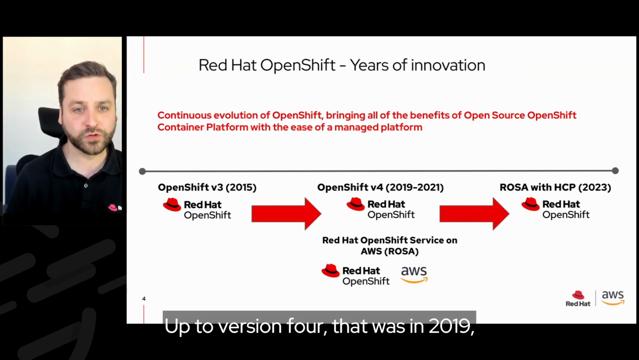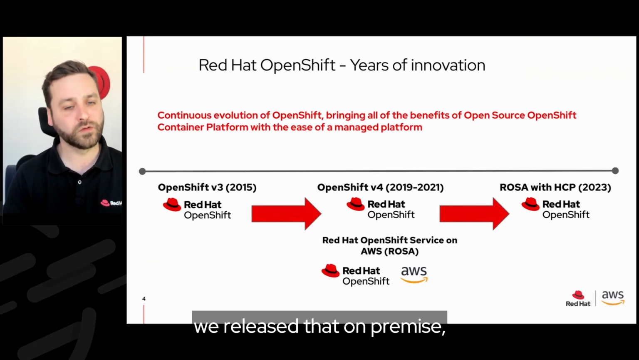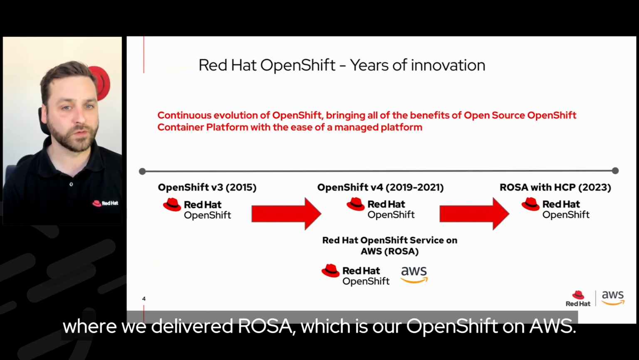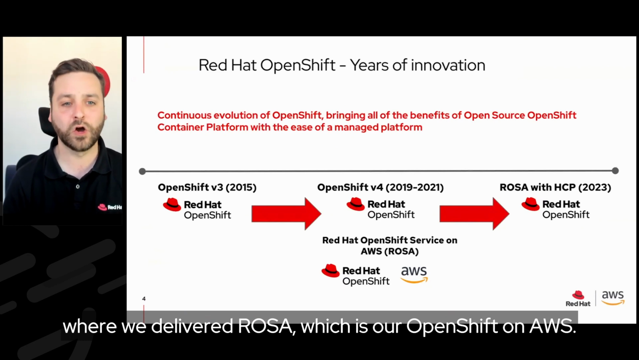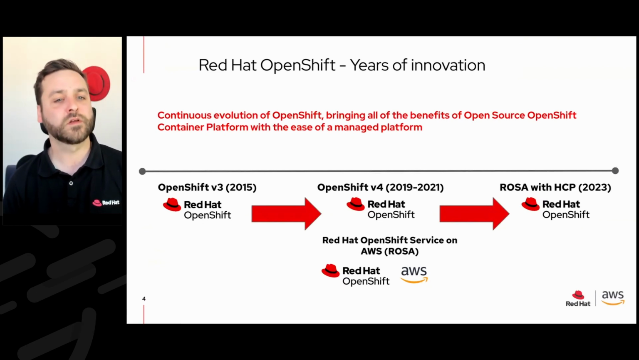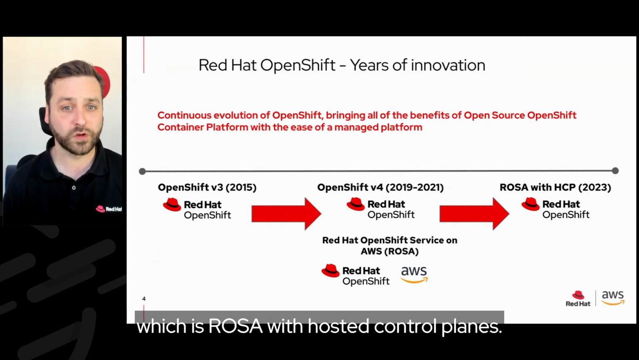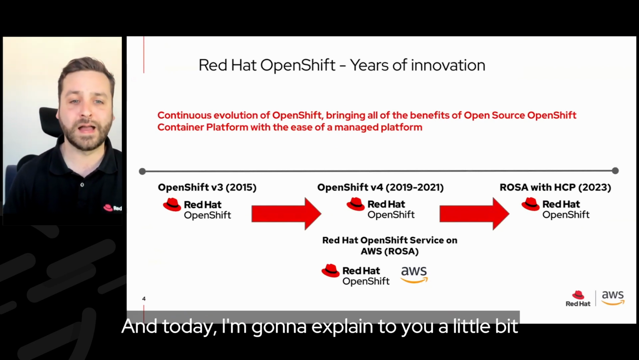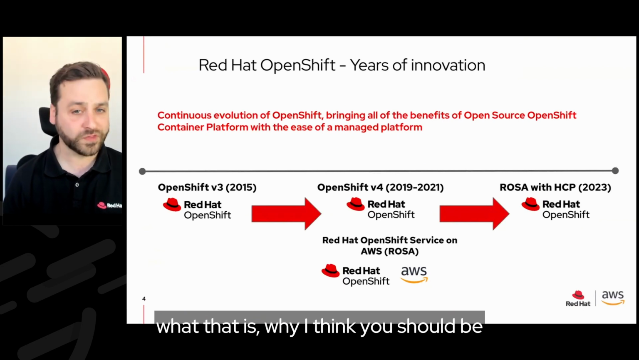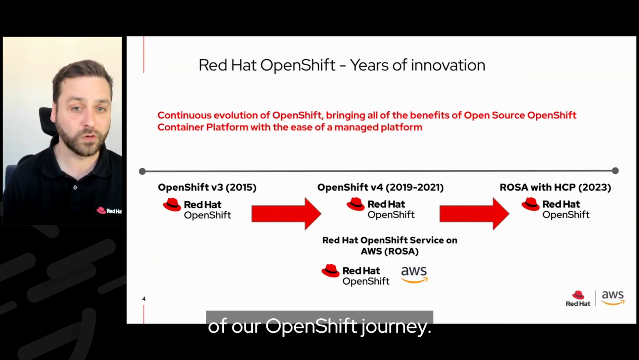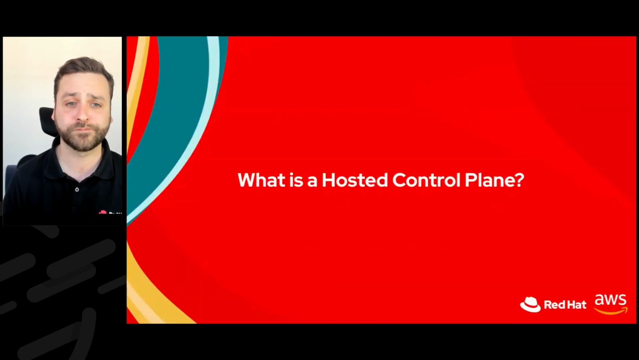Up to version 4, that was in 2019, we released that on-premise, and then we came through to 2021, where we delivered ROSA, which is our OpenShift on AWS. Today, we have this next step in that evolution, which is ROSA with hosted control planes. And today, I'm going to explain to you a little bit what that is, and why I think you should be absolutely excited about this next version of our OpenShift journey.